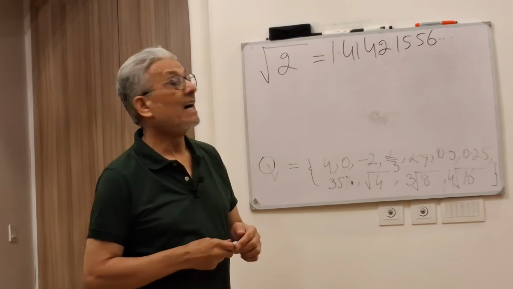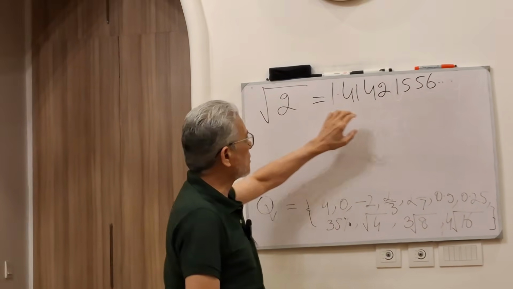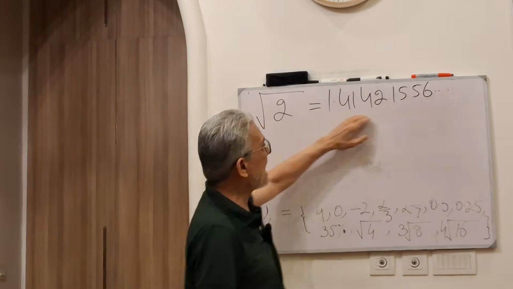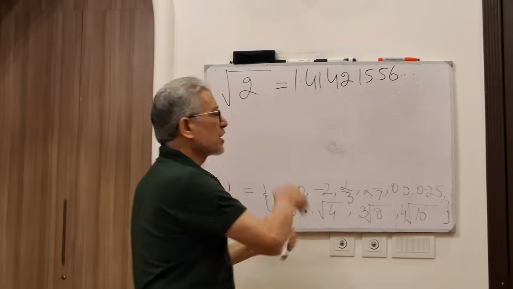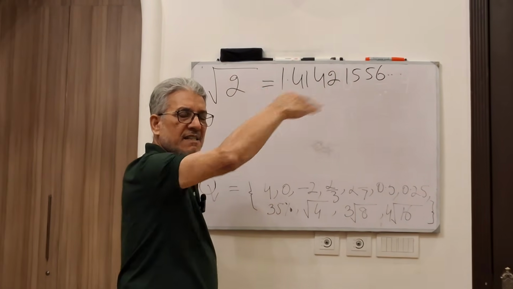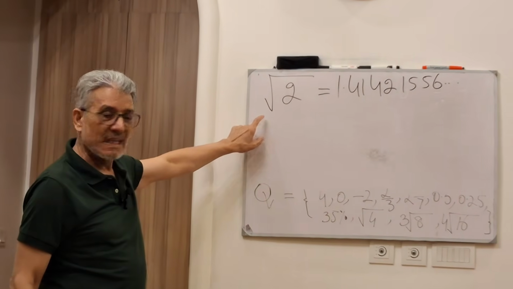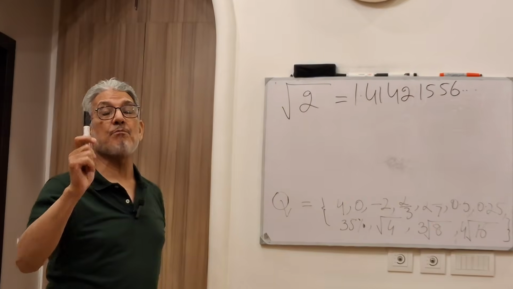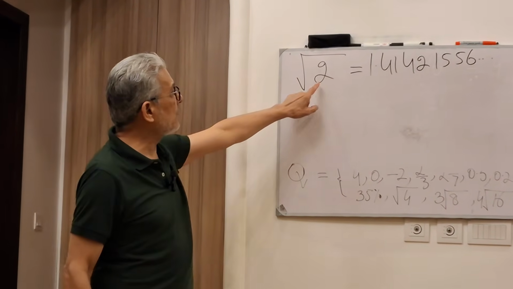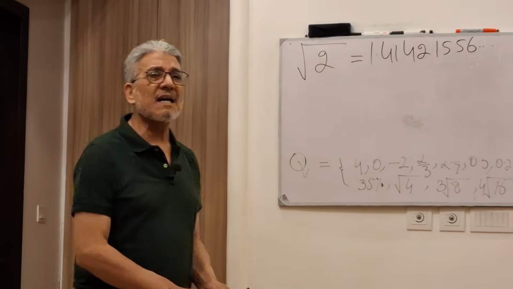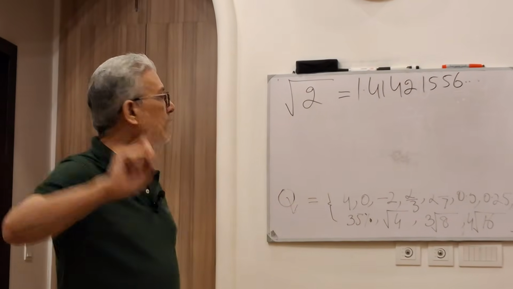It is not repeating. There is no pattern. After the decimal, there is no pattern in the digits. They are not repeating, but they are non-terminating. It keeps on going. It does not end. So square root of 2 is not a perfect square. 1 is a perfect square, 4 is a perfect square, 2 is not a perfect square because you do not have any whole number which is multiplied by itself to get 2.